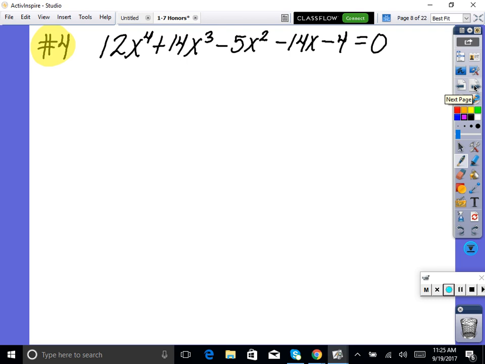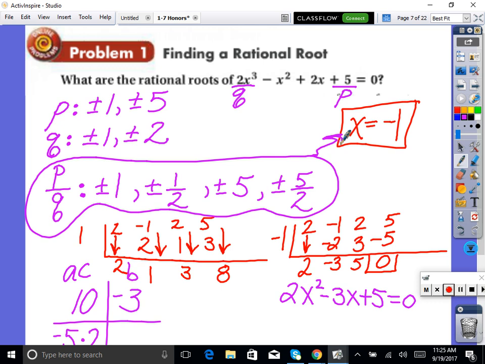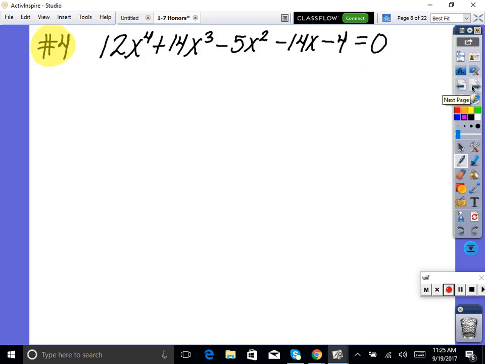So negative 1 was the answer, and then it said list out the possible rational roots. So we actually had, here's my possibilities, and then this one was the actual. So that's kind of how we would answer it. Here we go. Go to number 4. You've got to go a little bit quicker. So here we go, because lunch is going to ring in 5 minutes.